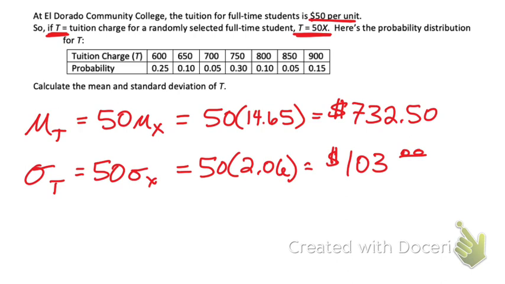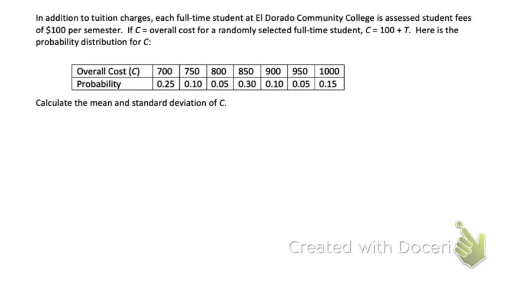All right, guess what, you guys? That's not all we pay for. In addition to tuition, each full-time student at El Dorado Community College is assessed student fees of $100 per semester. If C is the overall cost, then C equals 100 plus T. What do you notice about the probabilities of this chart? What happened to the first line? By how much? $100 per number.